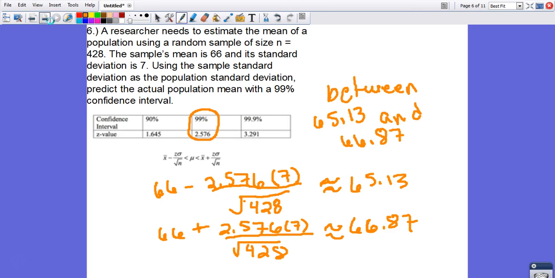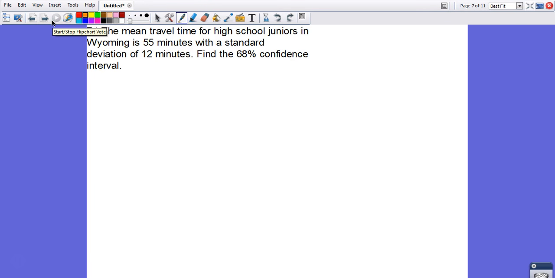Next. Question 7. The mean travel time for high school juniors in Wyoming is 55 minutes, but they must live so far away.